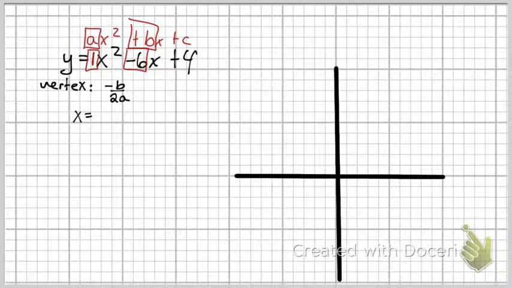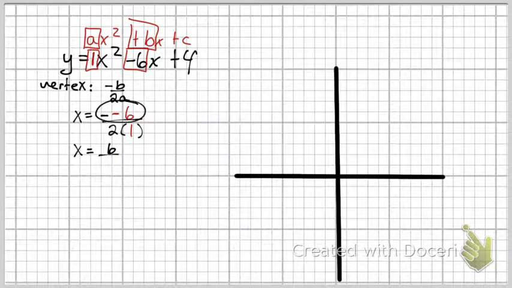And from that information, I'm just going to fill in the formula. So I've got a negative of negative 6 divided by 2 times a, which we just said was 1. So I'm going to simplify that. So at the top, a negative of negative 6, 2 negatives make a positive. At the bottom, 2 times 1 is 2. Now I'm going to simply divide it. 6 divided by 2 is 3.